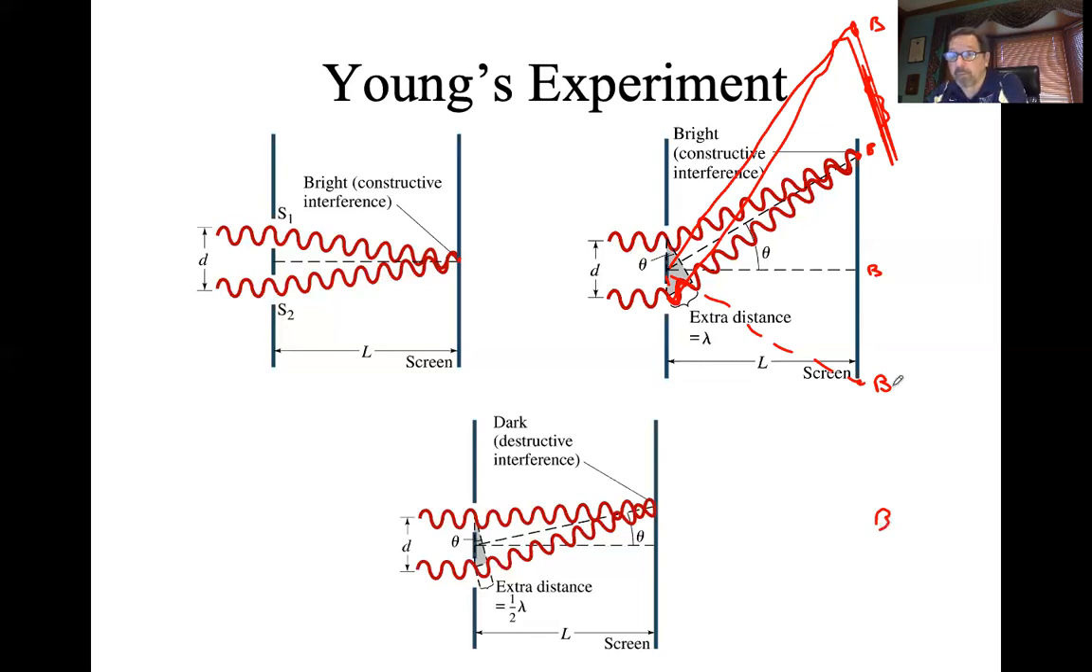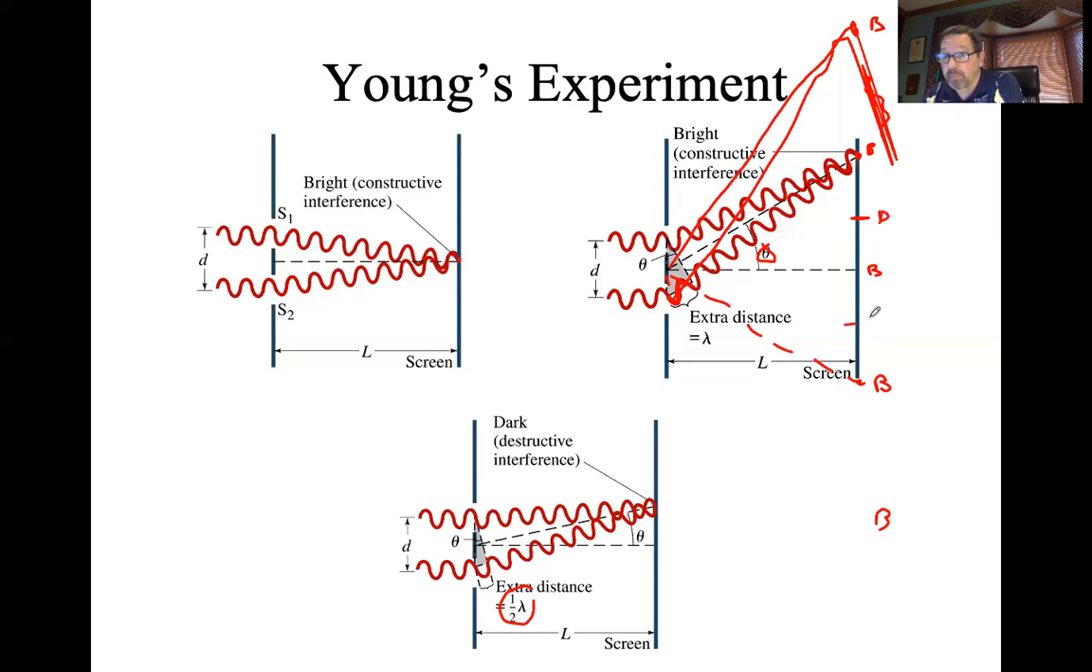We get bright spots from constructive interference at particular angles. On the other hand, in between, maybe right in there, what happens? Well, in that case, if you look, the bottom source might have to travel only a half a wavelength extra distance compared to the top. A half an extra wavelength difference would be destructive interference, and I expect a dark spot right here.